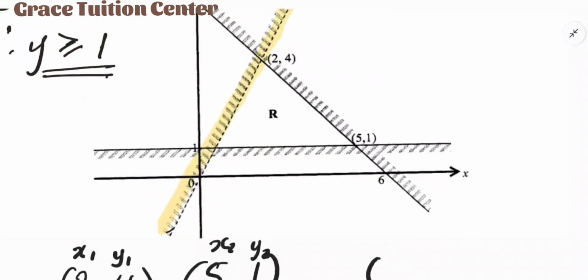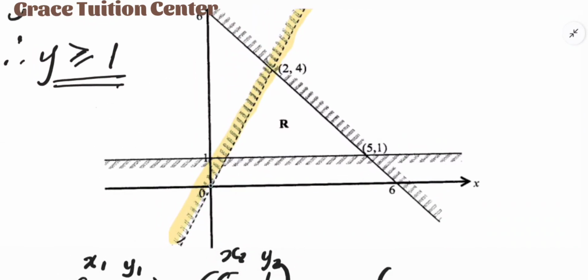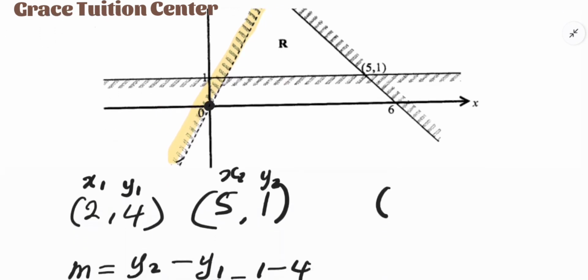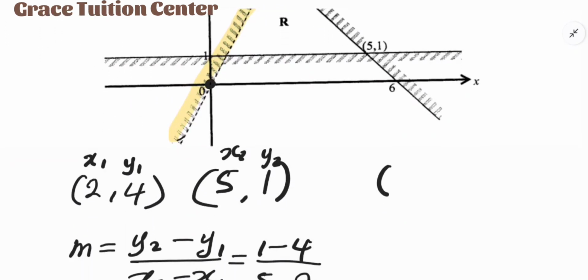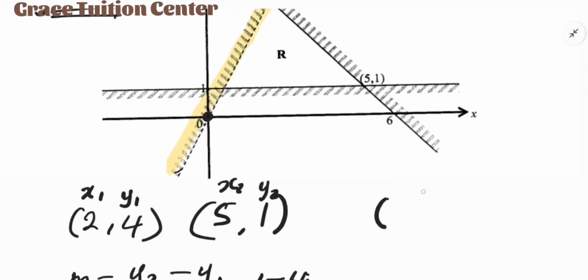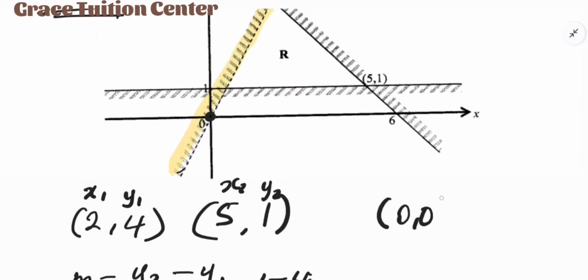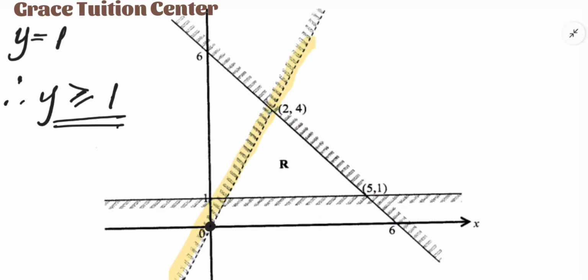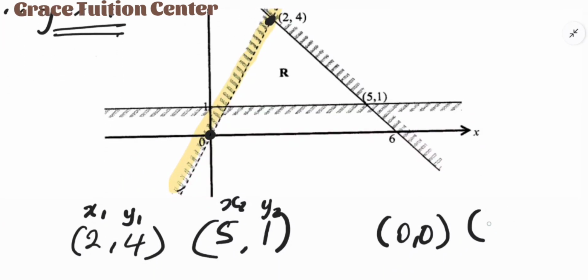Let's say I pick the origin. Clearly you can see the line is passing through the origin, so one of the points can be 0, 0. Then another point is this point here, 2, 4. So the line is passing through 0, 0 and 2, 4. So we pick 2 points on the line, 0, 0 and 2, 4.